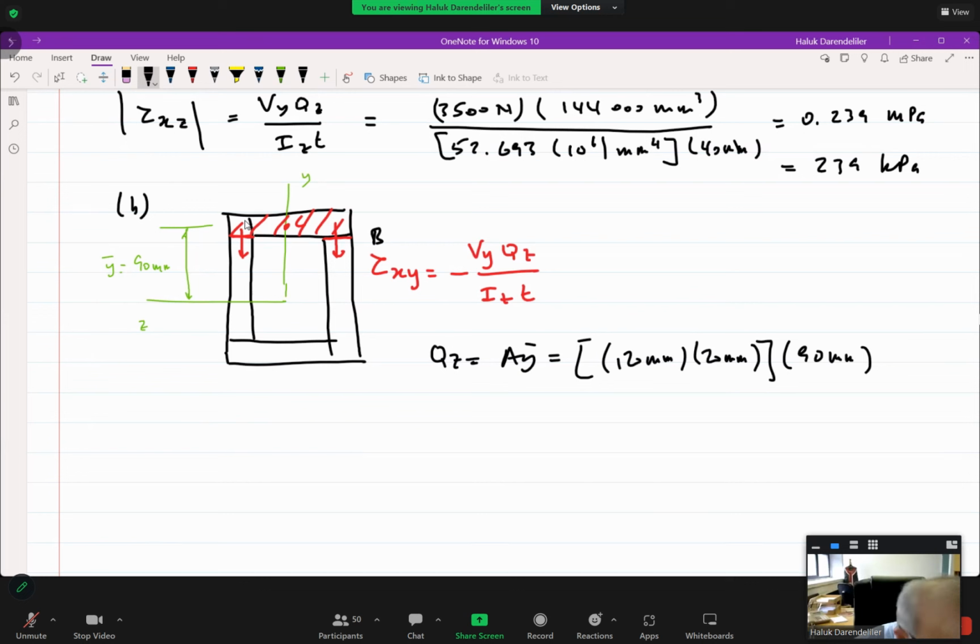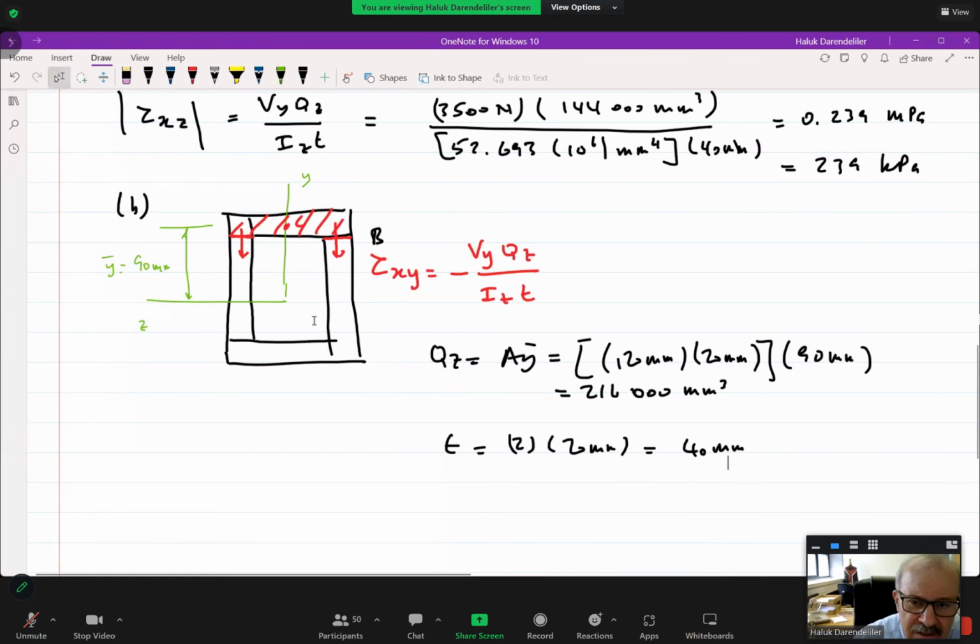Q is equal to 216,000. Okay, now I know everything except T. T is equal to the sum of these two red lines. Since the width is again 20 millimeters, it is again 2 times 20 millimeters. So what we have is 40 millimeters, right?